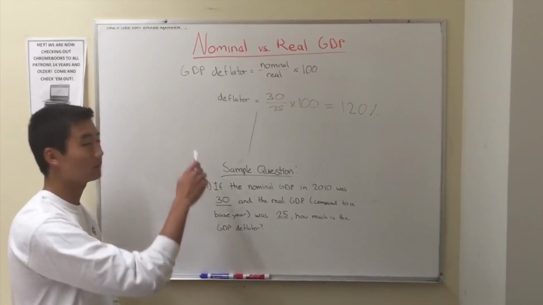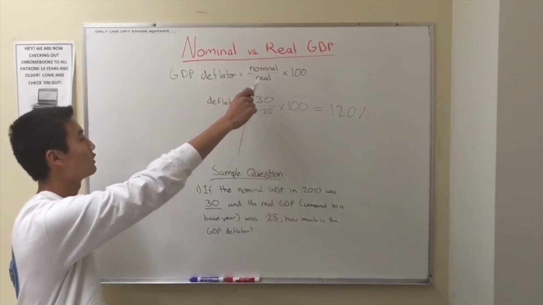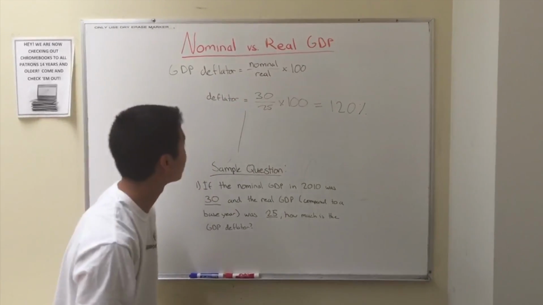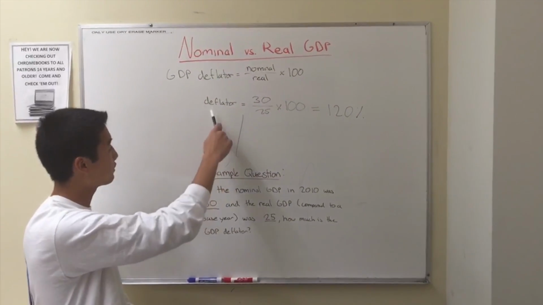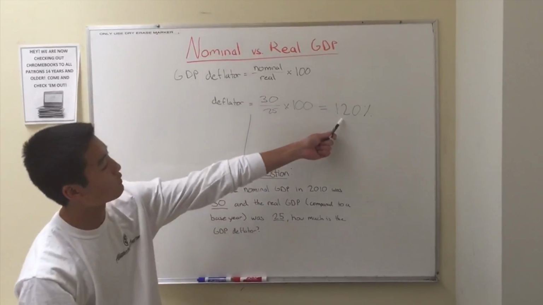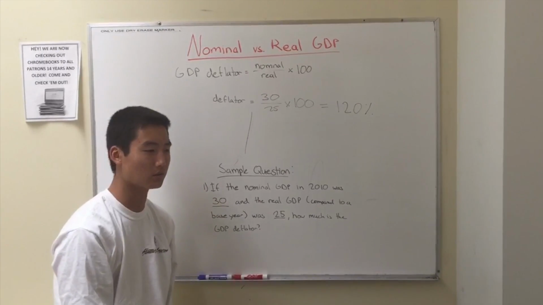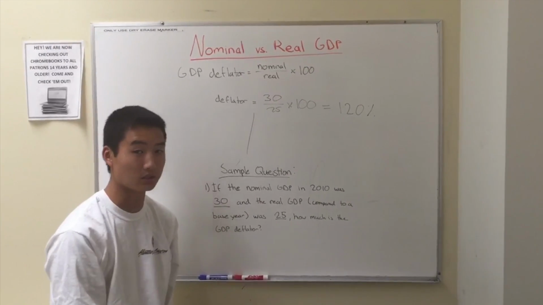Alright, so here we have the answer. So here's the equation: GDP deflator equals nominal over real GDP times 100. And for the question, deflator equals 30 over 25 times 100. That gets you 120%. So that means that inflation that year was 20%. So the price of the dollar was increased that year.